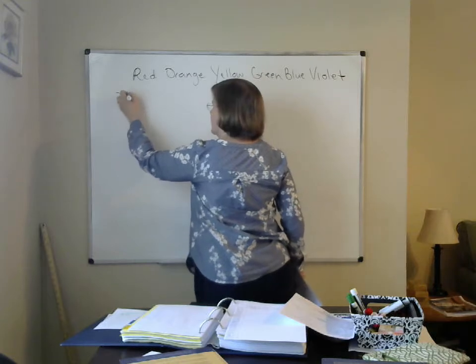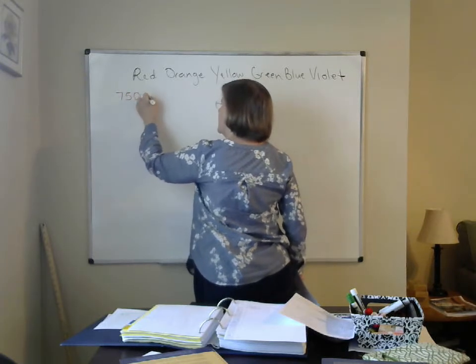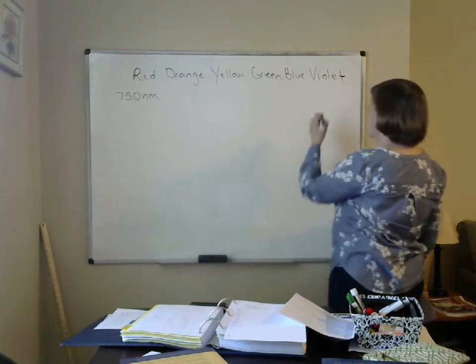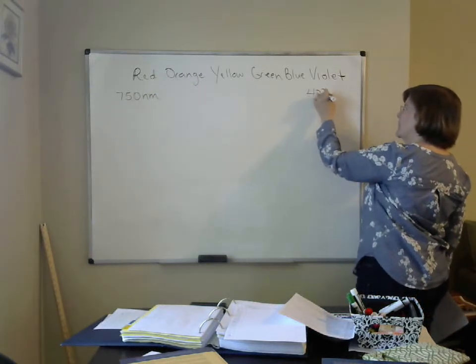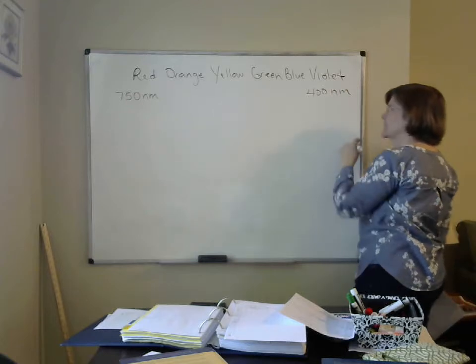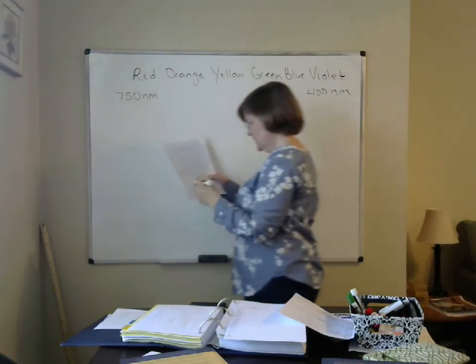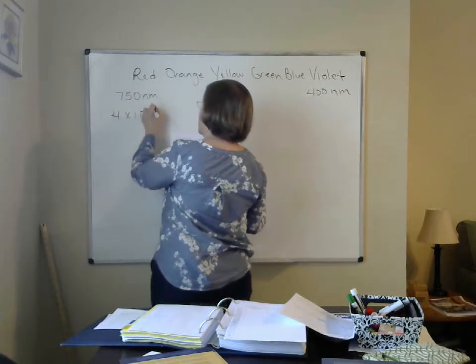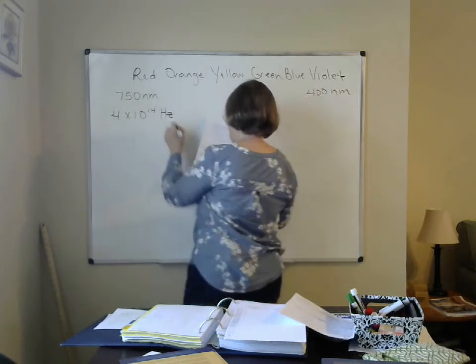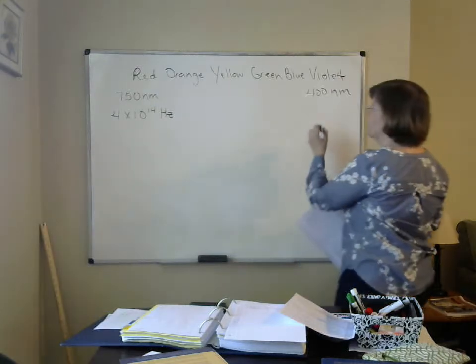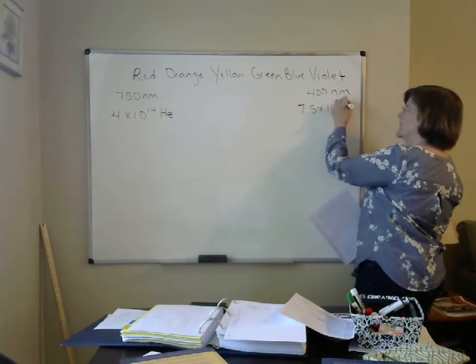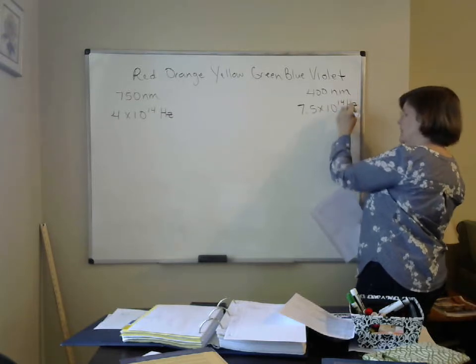Down here, the very longest wavelengths people can see are about 750 nanometers. The very shortest, about 400 nanometers. In terms of frequency, this is on the order of 4 times 10 to the 14th hertz. And by the time you get over here, this is 7.5 times 10 to the 14th hertz.